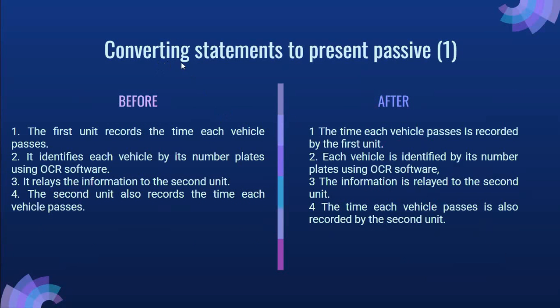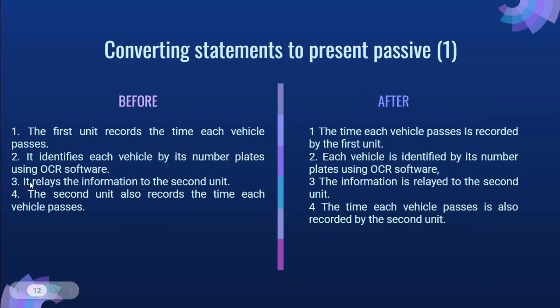The first is converting statements to present passive. Before: the first unit records the time each vehicle passes. After: the time each vehicle passes is recorded by the first unit. 2. Before: it identifies each vehicle by its number plates using OCR software. After: each vehicle is identified by its number plates using OCR software.